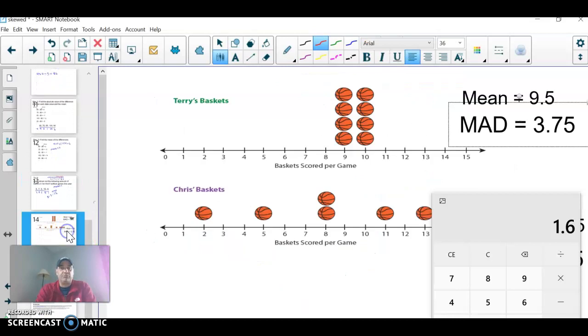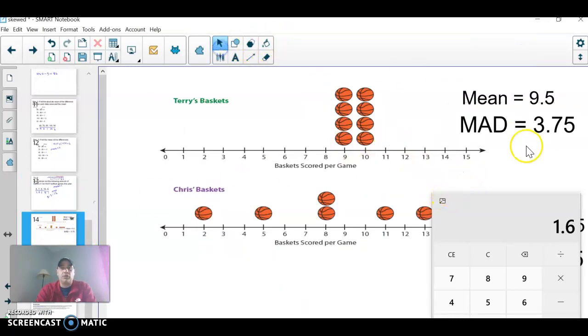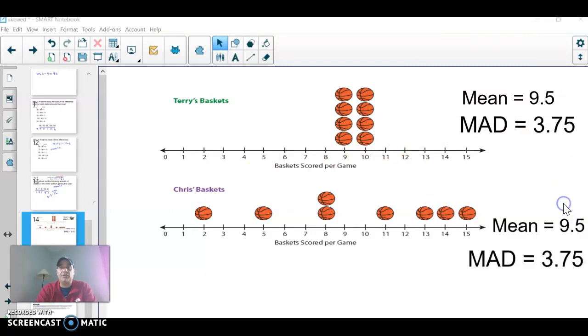I'll give one more example here, okay? I know this one lesson was a little bit longer. You're doing a great job hanging in there. I'm going to get rid of the calculator here. Here are 2 basketball players, Terry and Chris. Now they both averaged 9.5 points in 8 games. I already calculated that to speed things up for you, okay? So the mean came out to be 9.5.